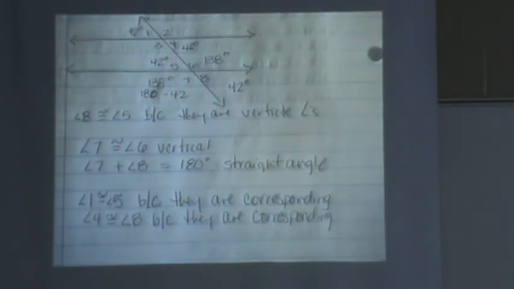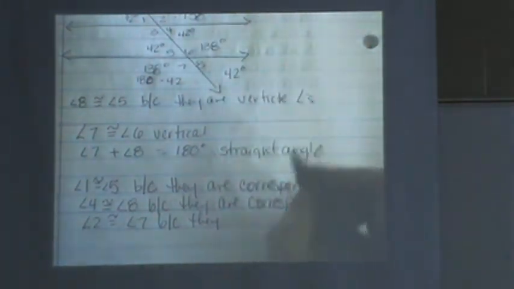Now let's talk about 2 and 3. We have not written 42 in here. Would 2 and 7 be what Hunter just said? Alternate exterior, yes. So the measure of angle 2 is 138. Why? Because that's what 7 is. What's their relationship? They're corresponding. They're not corresponding. They're alternate exterior.